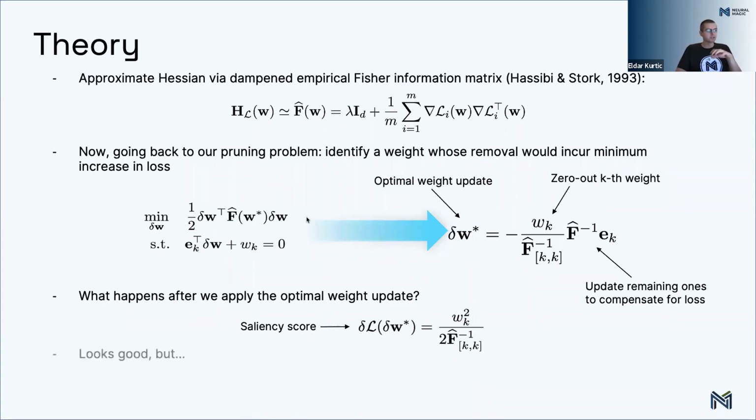This story looks good and fine, but there is one problem, and that problem is this inverse Fisher matrix that appears in the expression for the optimal weight update and for the saliency score. Even for a network as small as ResNet 50, this takes more than 2 petabytes of data. Because ResNet 50 has roughly 20 to 25 million parameters, storing the entire inverse Fisher matrix would take 2 petabytes of data, which is not feasible for the hardware that we have these days.